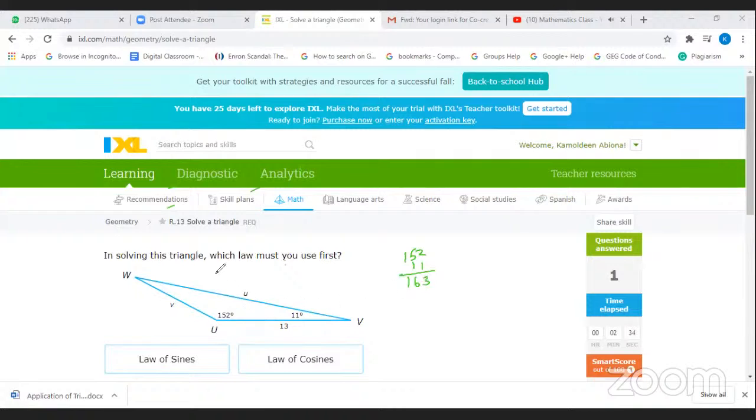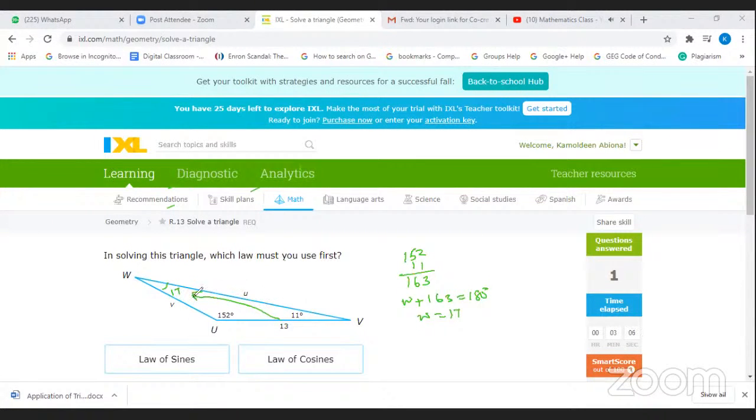163. So if this is W, it means W plus 163 will give us 180 degrees, the sum of angles in a triangle. So it means W will be equal to what? 17. So the W here should give us 17. So it means we have been given a side and the corresponding angle. So from here we can now find either U or V.